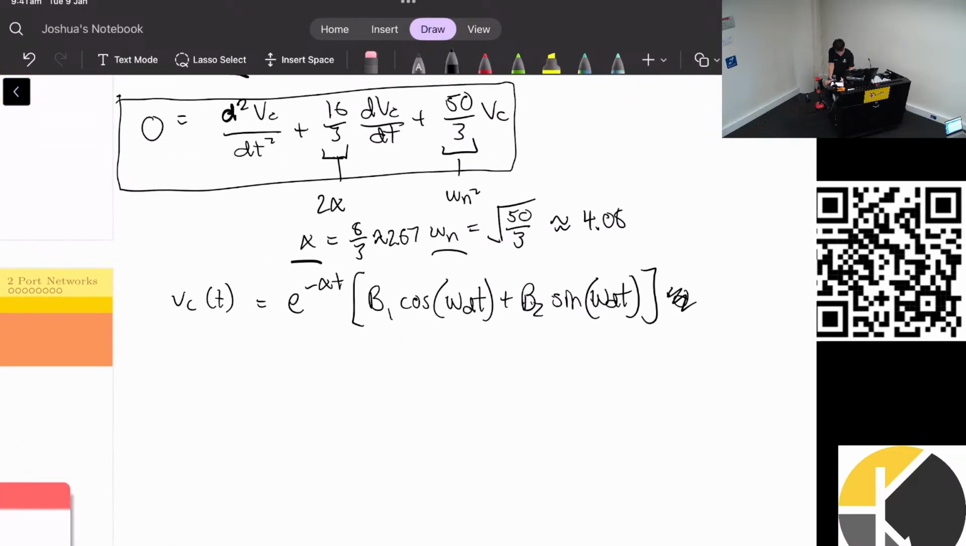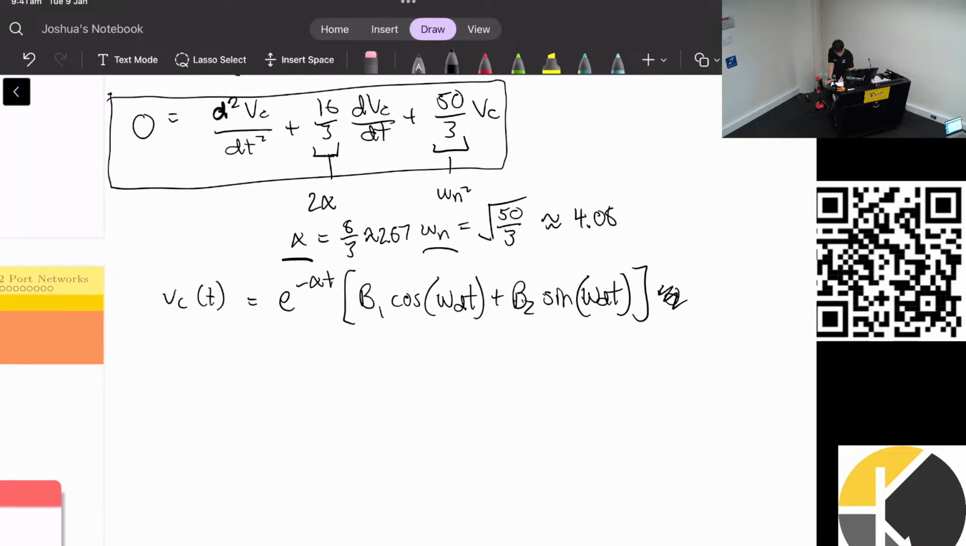So yeah, cool. Now we know what alpha is. We know alpha is 2.67, and omega d we find by doing this little calculation: omega n squared minus alpha squared, and that gives us a value. Oh, do I have my calculator? Josh, thank you. So square root of 50 on 3 minus 8 squared on 3 squared. So this is 3.091. Great.